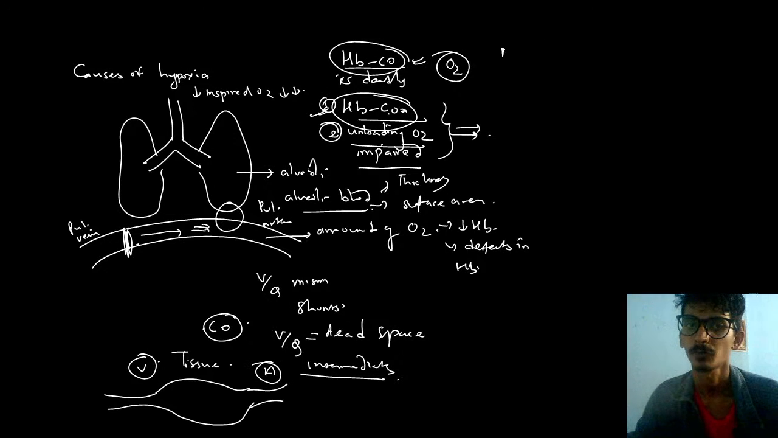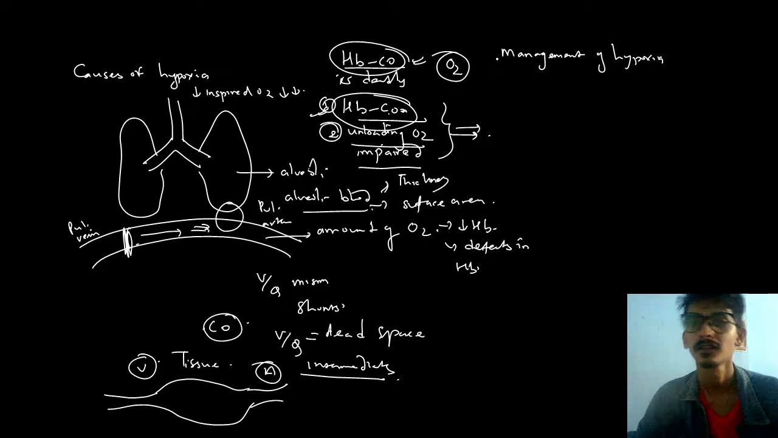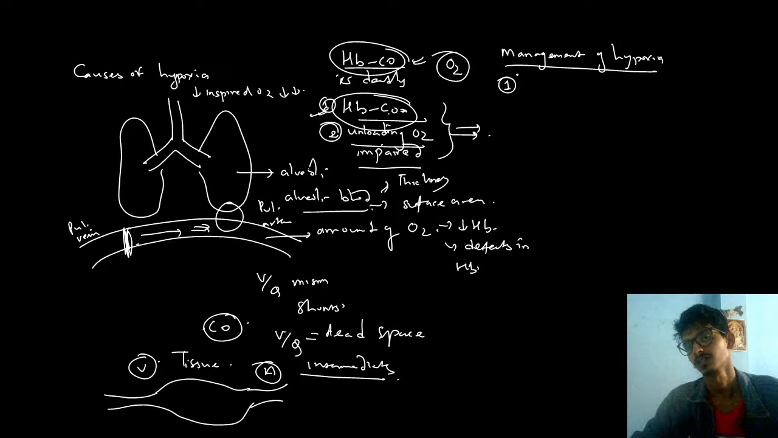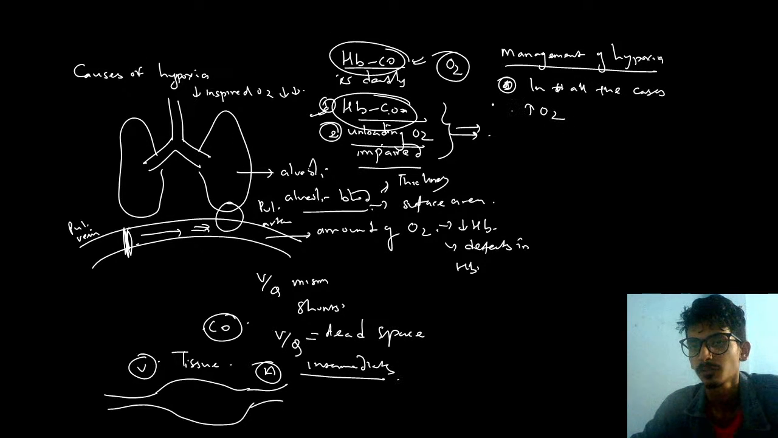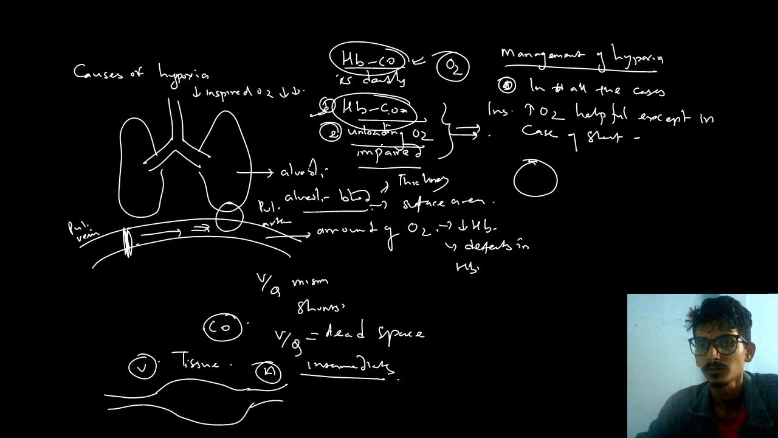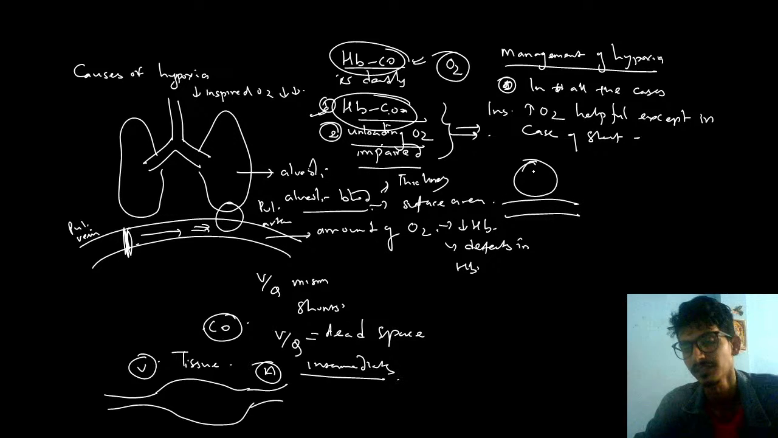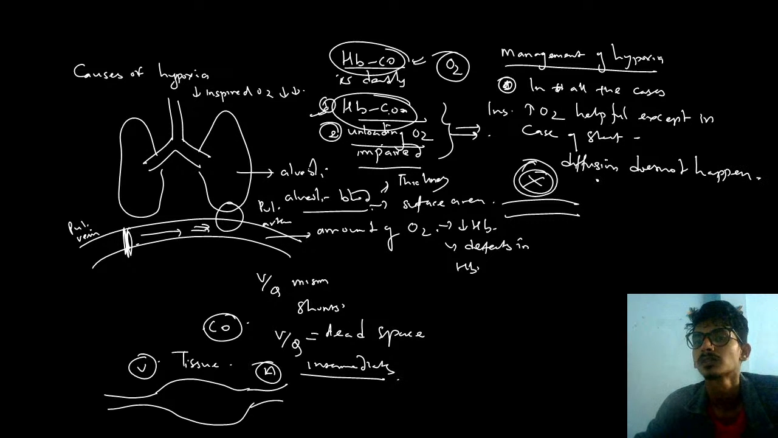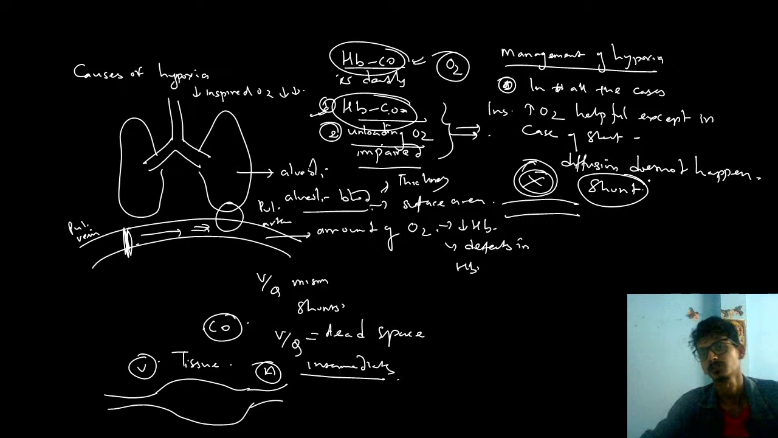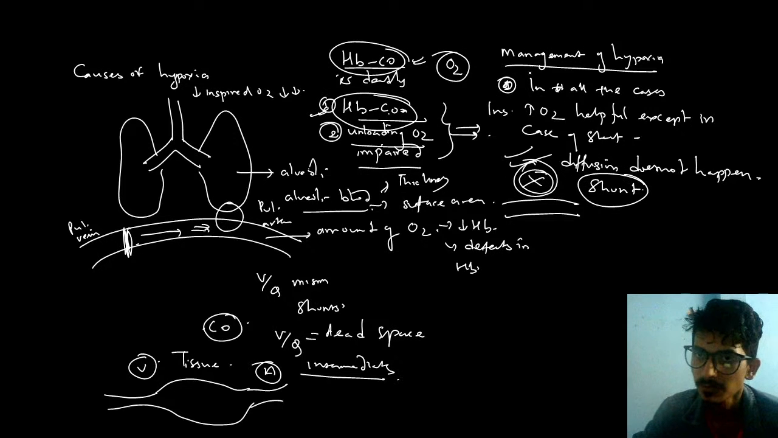Last thing, management of hypoxia. In all the cases, increasing the inspired oxygen is helpful, except in the case of shunts. Why? Because in the case of shunts, suppose ventilation was bad but the perfusion was quite good, the diffusion doesn't happen. So in the case of shunts, increasing the oxygen content is not very useful.